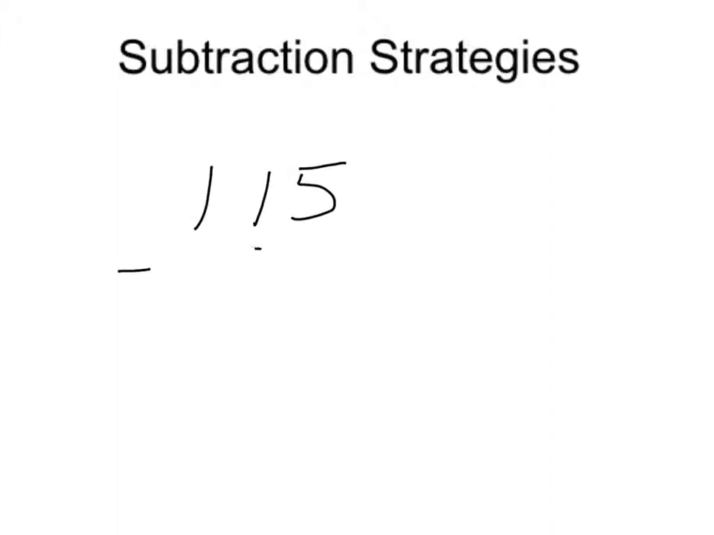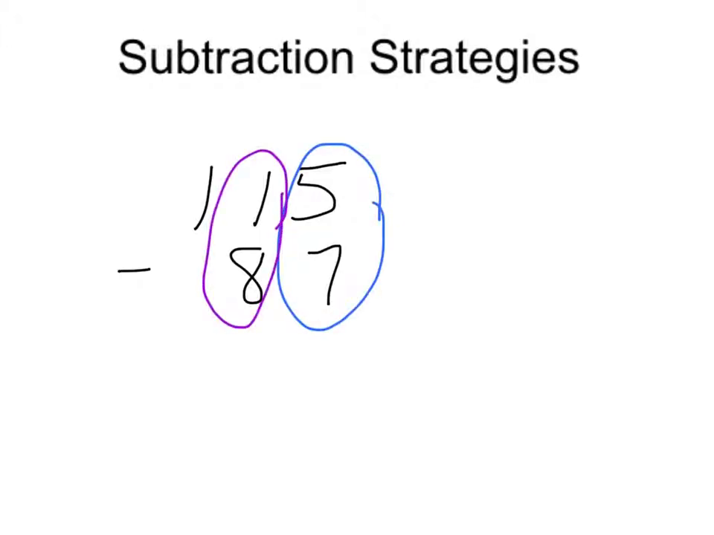115 minus 87, you can see that in both the ones place and the tens place, we have a smaller value on top and a larger value that we need to subtract down at the bottom.